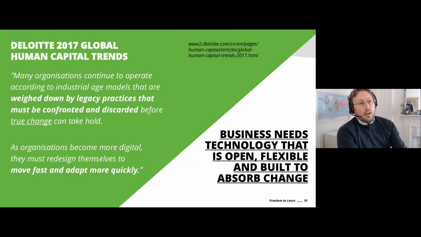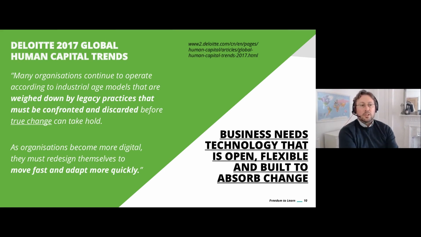So I want to point you to a report from Deloitte on capital trends. This was in 2017, but this has only just been reinforced, I think, and we're living it right now, is that any organizations that have been operating with legacy practices and haven't really looked carefully at how they're structured and are they fit for purpose for a digital first age, they're the ones that are probably suffering the most, particularly in these unprecedented times that we are living through.